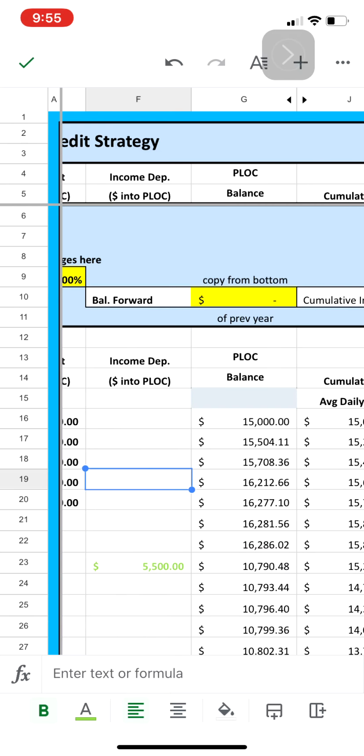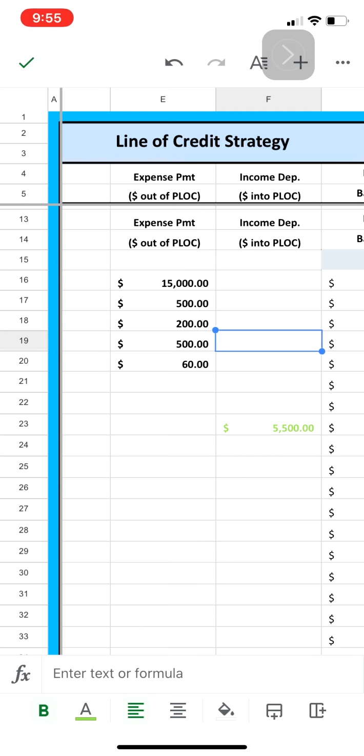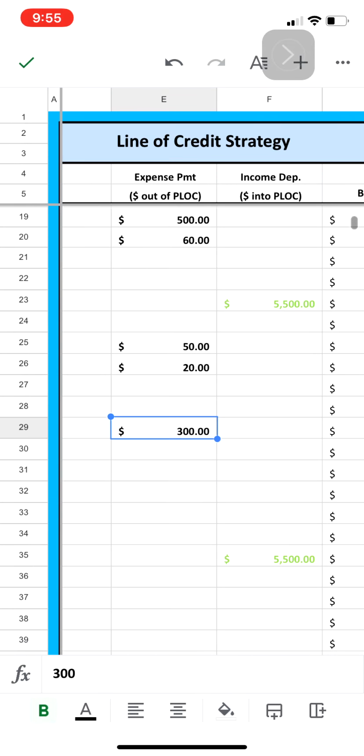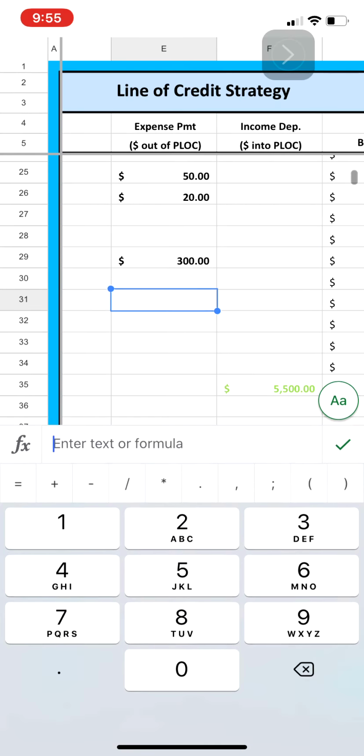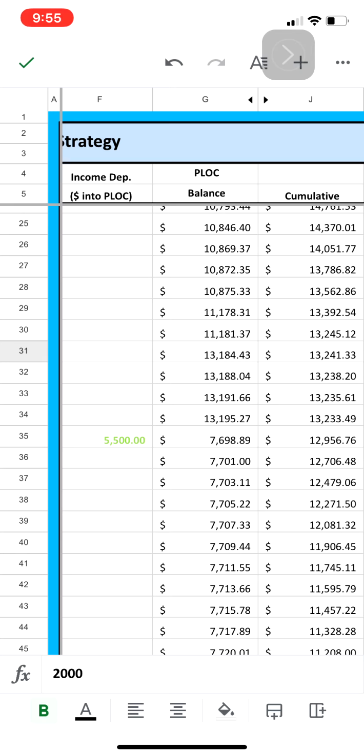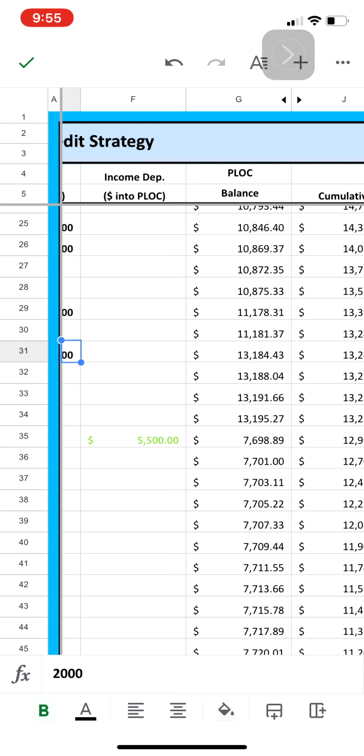Then you're doing all your expenses again, 600, depends on what your expenses are. 50, 20, 300. You have an emergency for like 2,000. It goes in, and your balance goes down. So every time you get paid, your balance gets reduced by your cash flow.